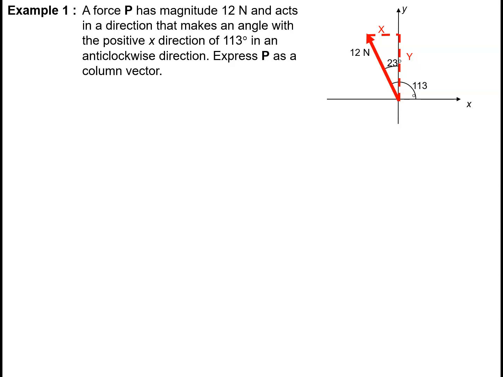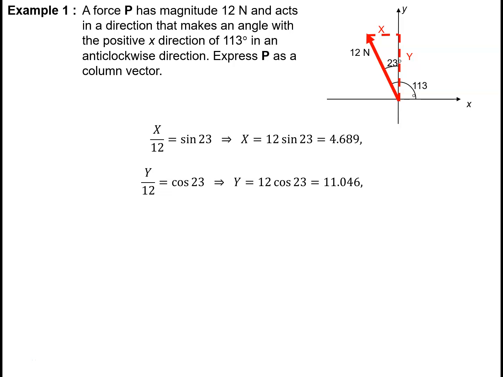So the trigonometry now gives me x divided by 12 is the opposite over the hypotenuse. So that is equal to sine 23. So x is 12 times sine 23, or 4.689 newtons. Y divided by 12 is the adjacent divided by the hypotenuse. So that is cos 23. Which tells me that y is 12 times cos 23, which is 11.046 newtons.